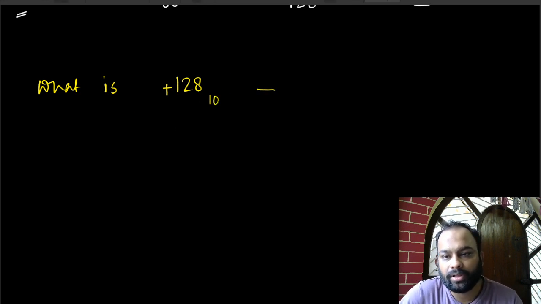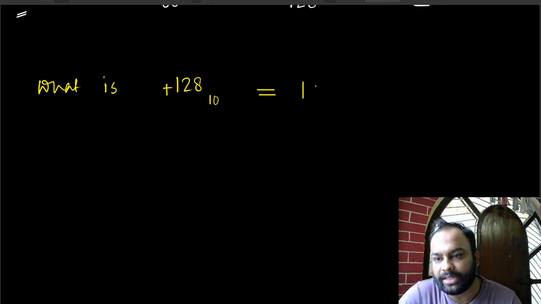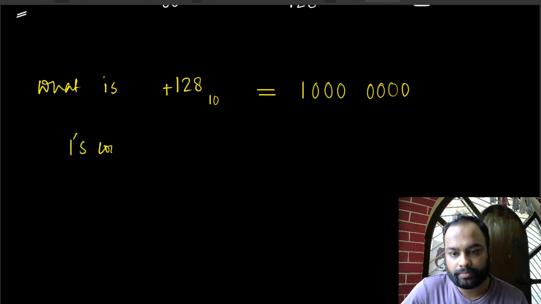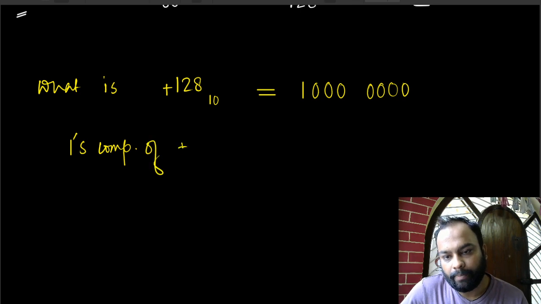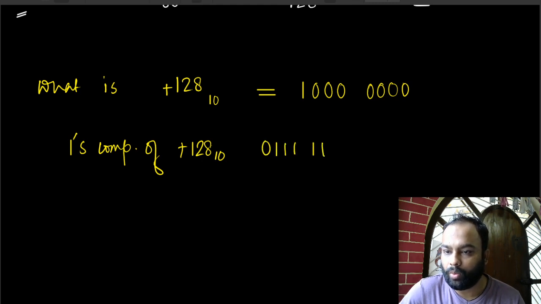What is plus 128, of course in decimal? What is that going to be? Plus 128 is 1 0 0 0 0 0 0 0, like that number, right? All right. So what is one's complement of plus 128? That is going to be 0 1 1 1 1 1 1 1.